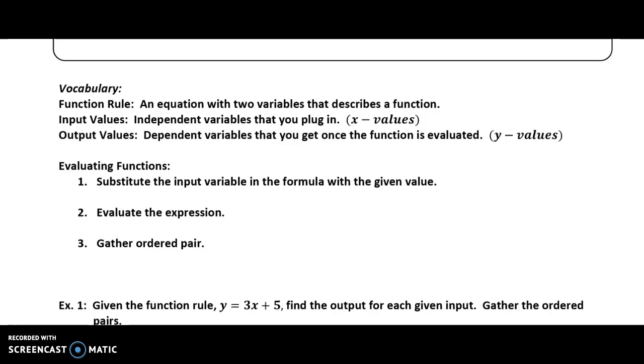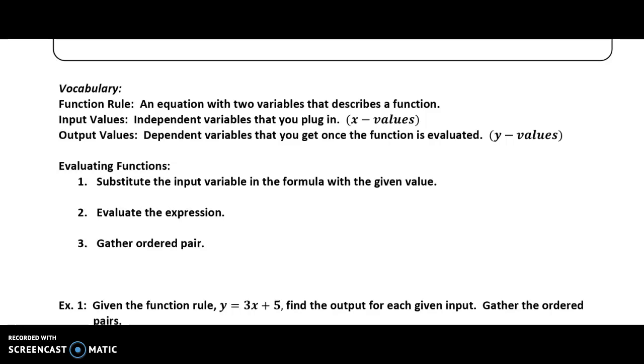Vocabulary. A function rule is an equation with two variables that describes a function. Input values are your independent variables that you plug in, usually the x values, while the output values are the dependent variables that you get once the function is evaluated. Those are your y values.